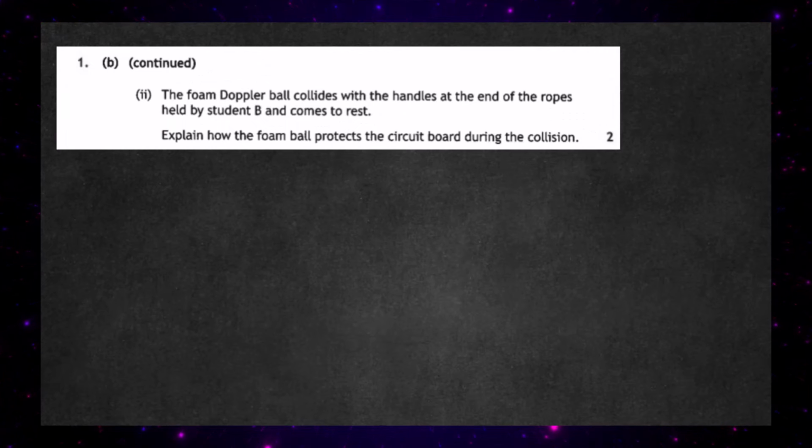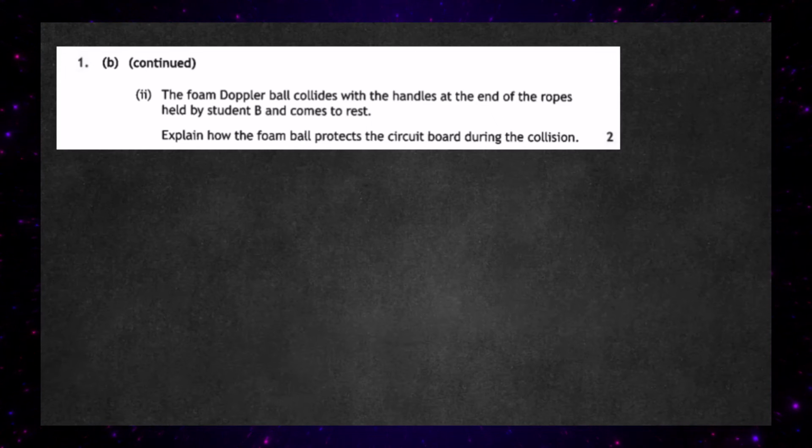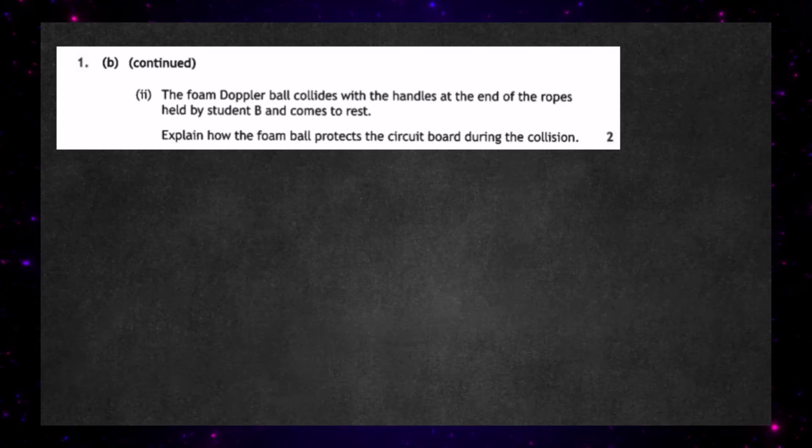Question 1, Part B continued. Part 2. The foam Doppler ball collides with the handles at the end of the ropes held by student B and comes to rest. Explain how the foam ball protects the circuit board during the collision.